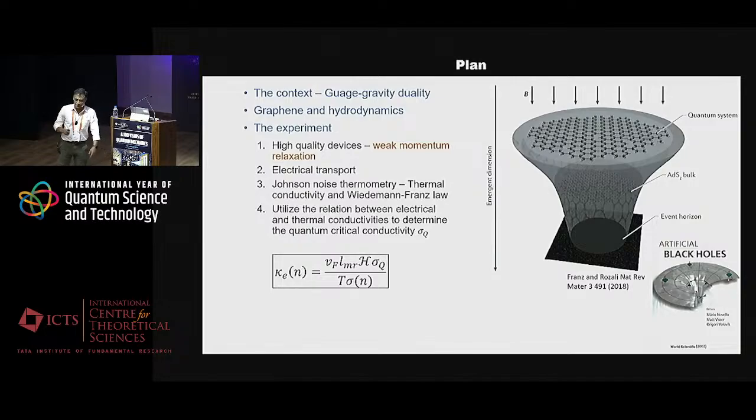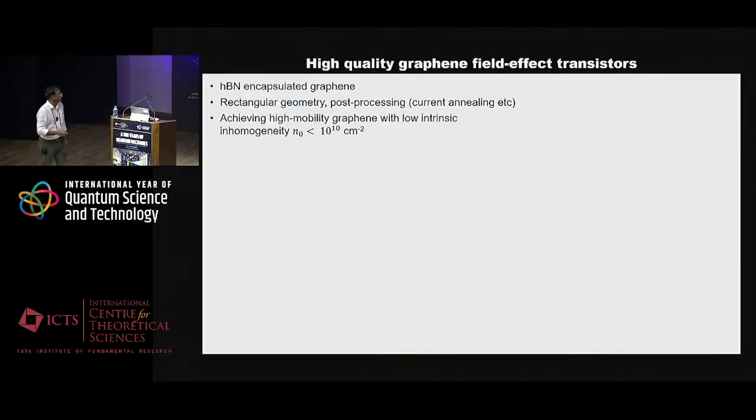In order to solve that, we would like to know the universality of quantum critical graphene. What we have done, we have taken a look at extremely high quality graphene devices, measured the electrical transport, and used Johnson noise thermometry to measure its thermal conductivity. And instead of using an extension or an extrapolation of conductivity to the Dirac point, we have used the second equation of the relation between kappa, the thermal conductivity, and electrical conductivity to evaluate what sigma_q really is. So that's the experimental strategy that we have used here.